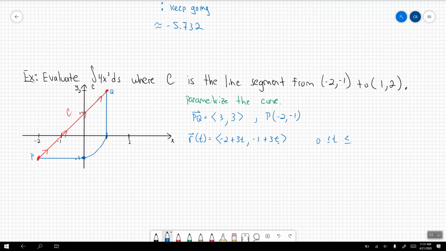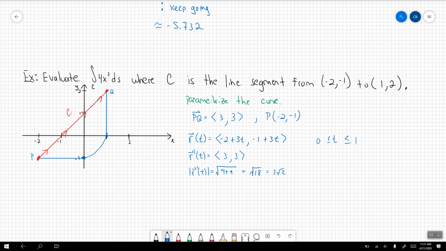If t is 1, then this coordinate here is going to be 1, and this one is going to be 2, which naturally ends at the point that we need. So that's looking real good then. Let's take the derivative. That's just going to be 3, and that's 3. And let's go ahead and take the magnitude of this. Nine plus 9, that's going to be 18. Square root of 18. That's just 9 times 2, so that's going to be 3 root 2. There we are. Perfect.